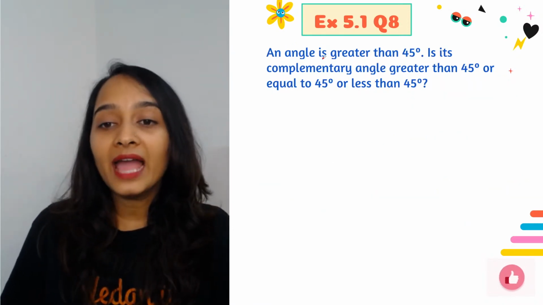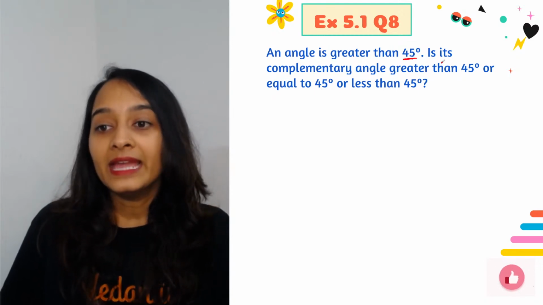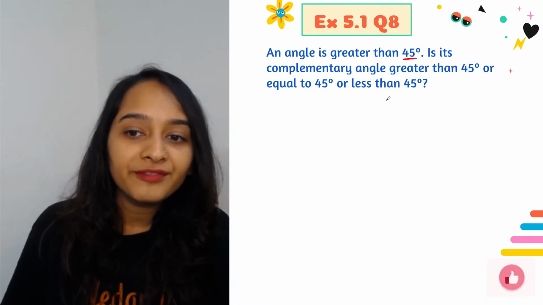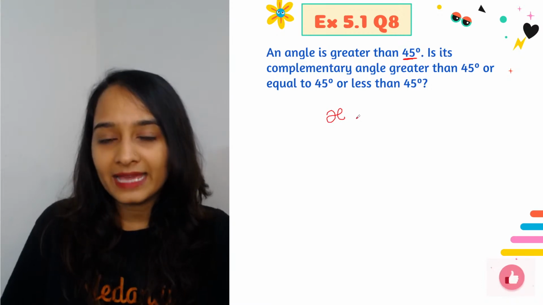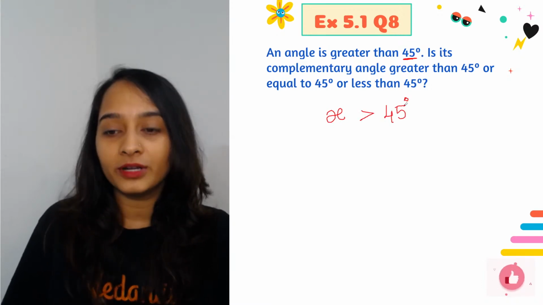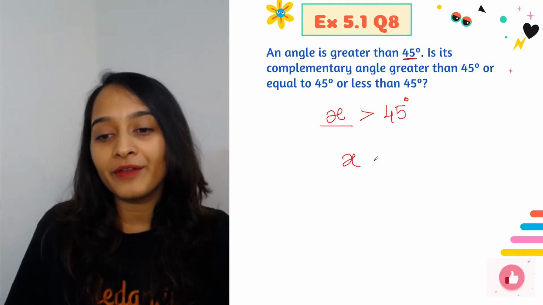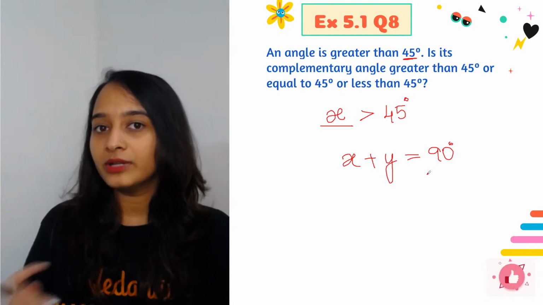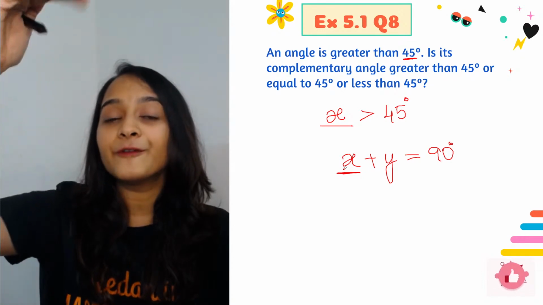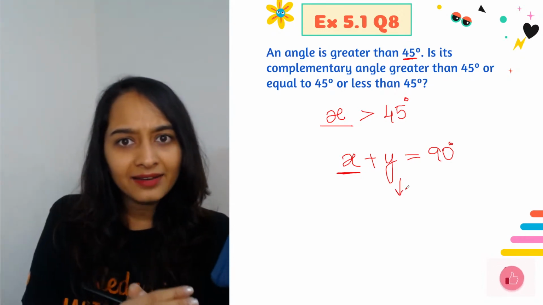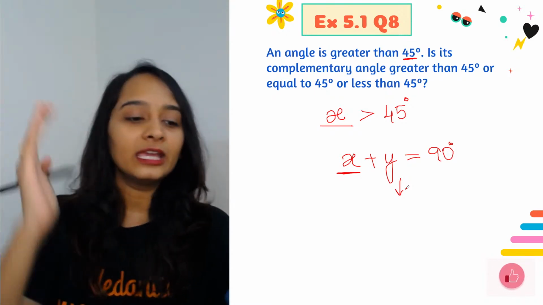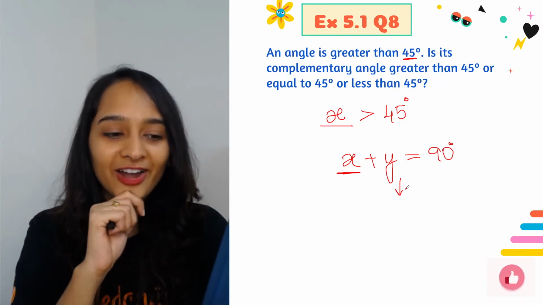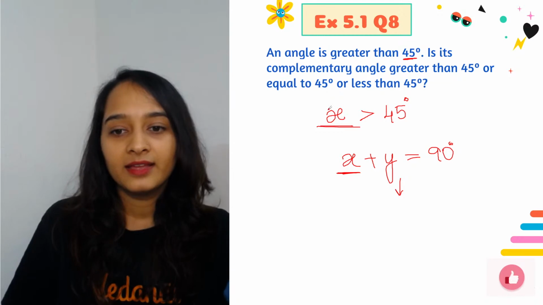Next question. An angle is greater than 45 degrees. Is its complementary also greater than 45? Equal to 45? Less than 45? There is some angle X whose value is greater than 45. Now, the complementary of X, let's say Y. When do you say that they are complementary? When they add up to 90 degrees. If this angle is greater than 45, so Y has to be less than 45? Greater than 45? Equal to 45? You tell me. No, they can't be equal because X is greater than 45.